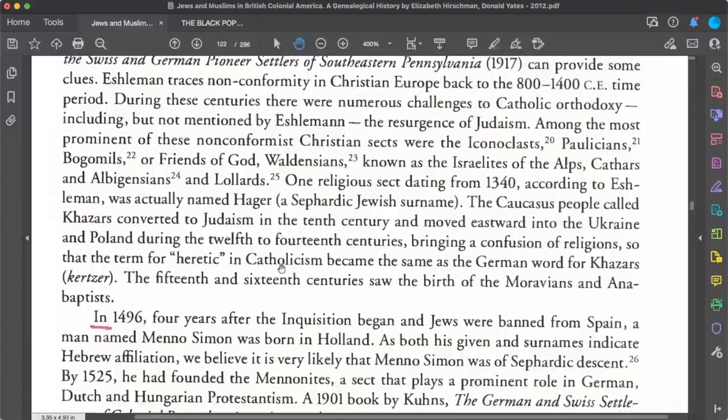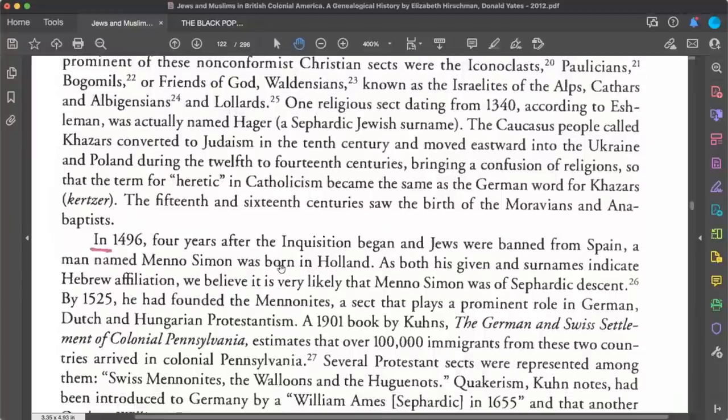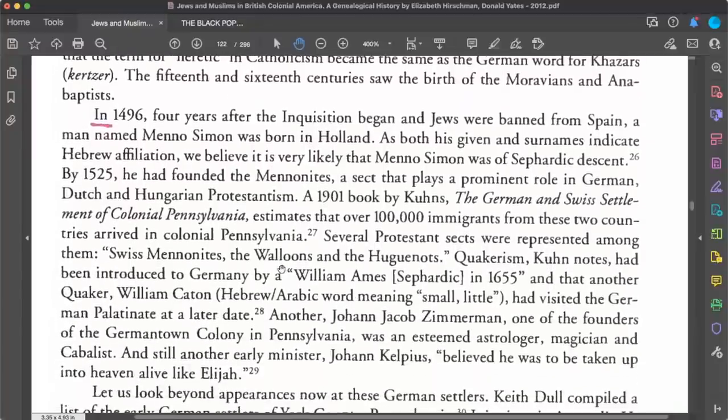In 1496, 4 years after the Inquisition began and Jews were banned from Spain, a man named Menno Simon was born in Holland. As both his given and surnames indicate Hebrew affiliation, we believe it is very likely that Menno Simon was of Sephardic descent. By 1525, he had founded the Mennonites.